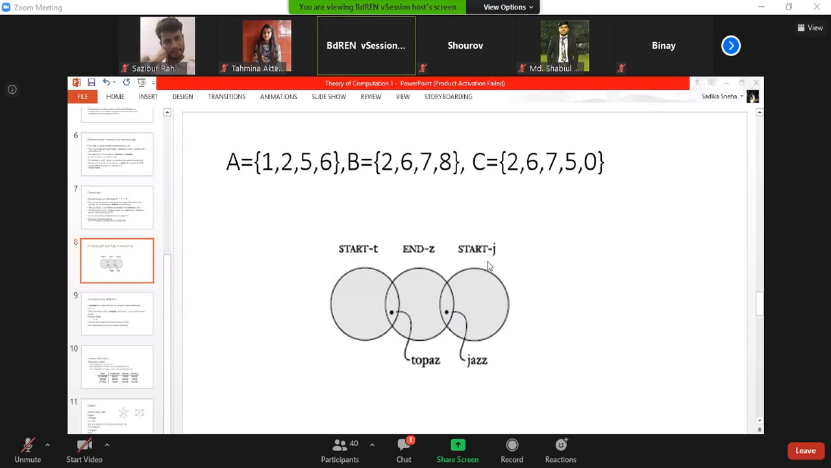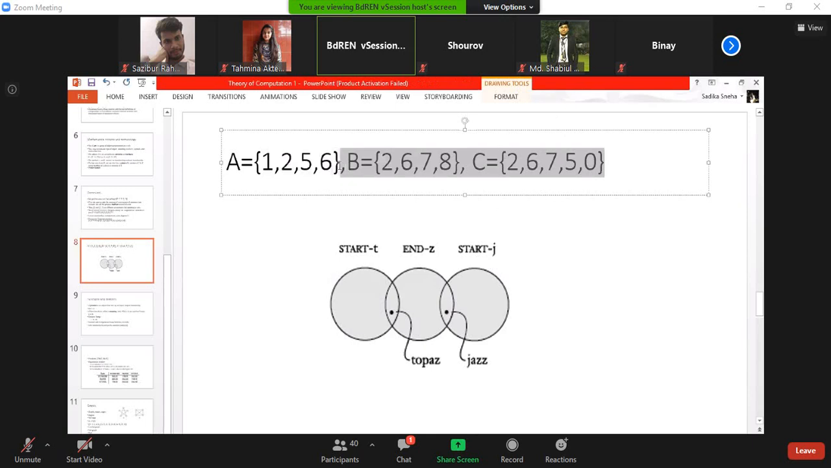Let me show you an example. So this A is a set. How can we make a sequence out of A? We can say 1, 2, 5 and 6. It is a sequence for the set A.